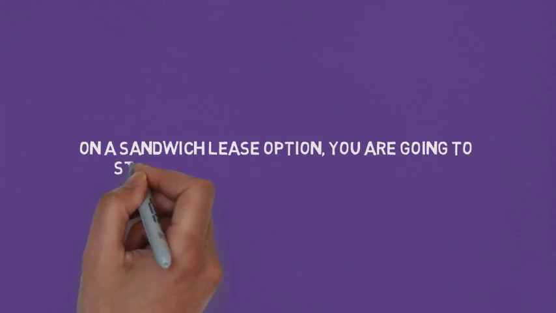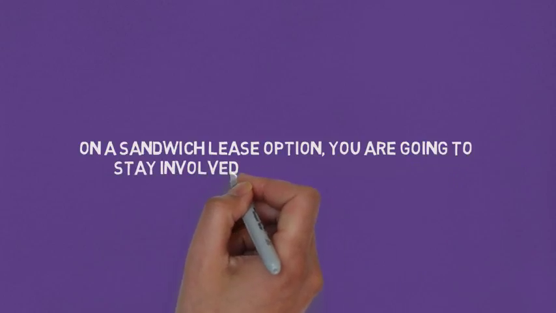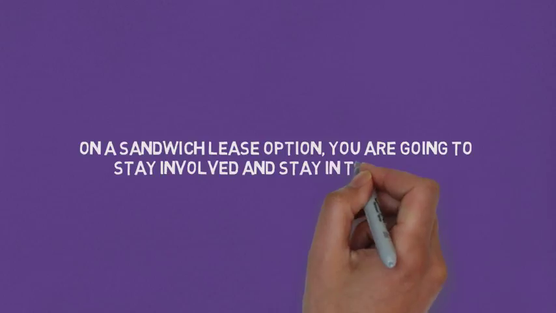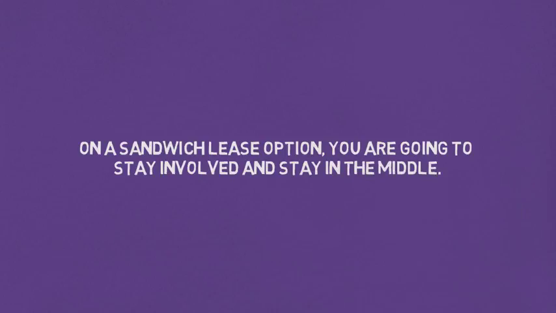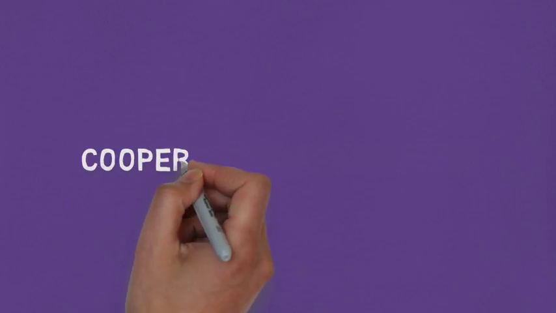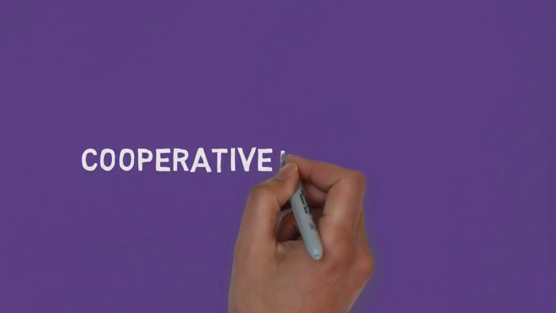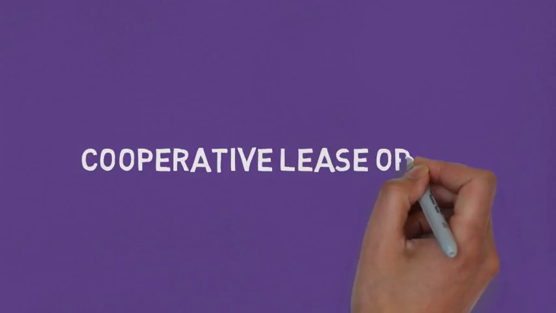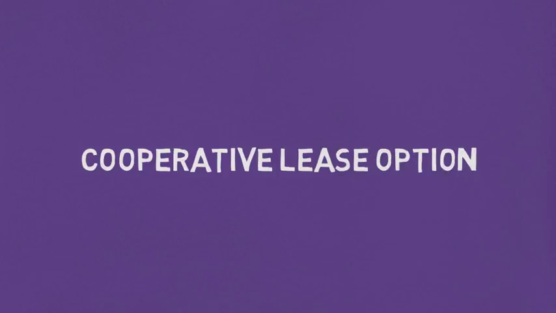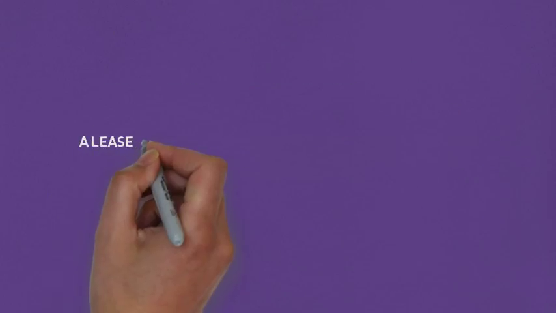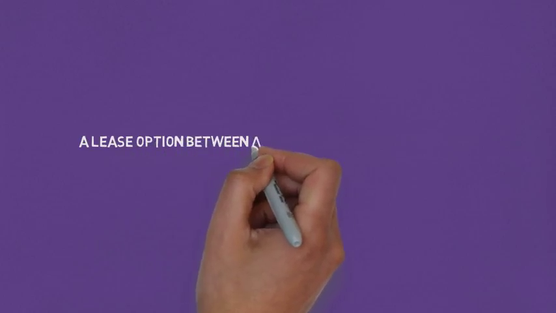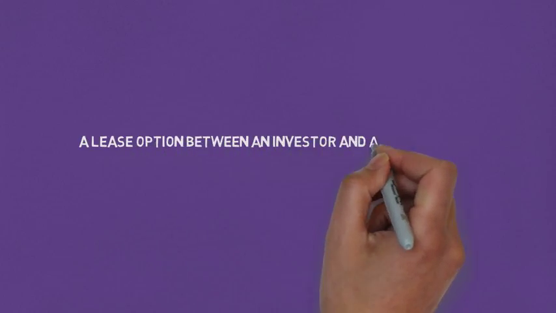So we're going to talk about how do you make sure there's enough meat in the middle of a sandwich in order for you to want to stay involved in that deal. A cooperative lease option is a lease option between an investor and a seller which is sold to a tenant buyer for a fee. The investor is then out of the picture.